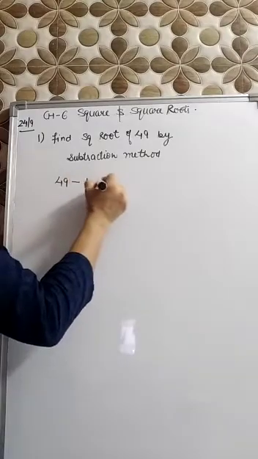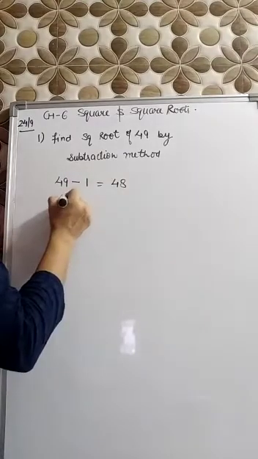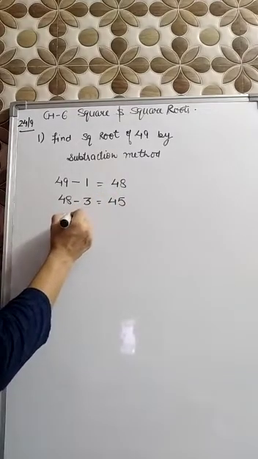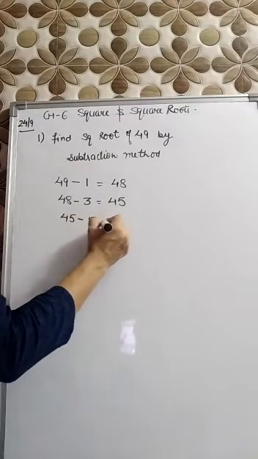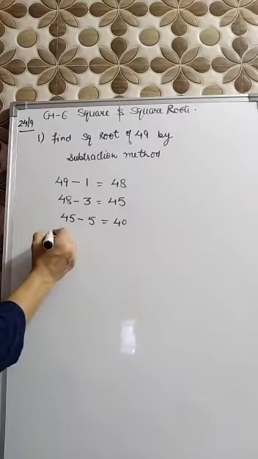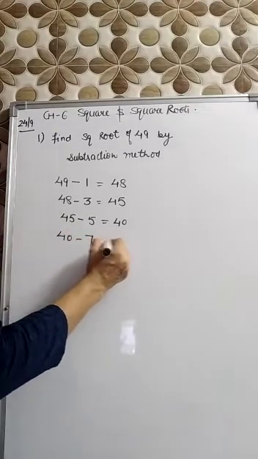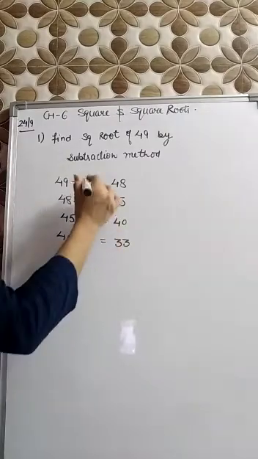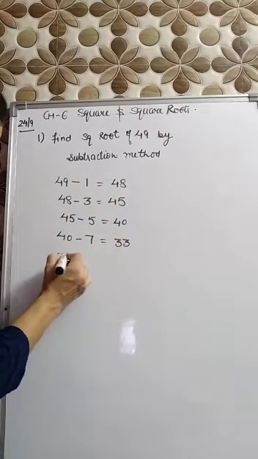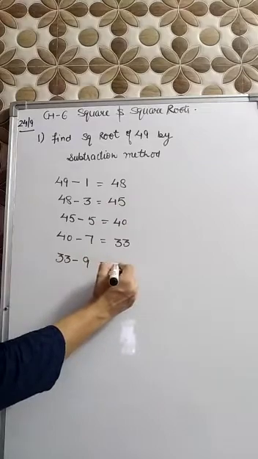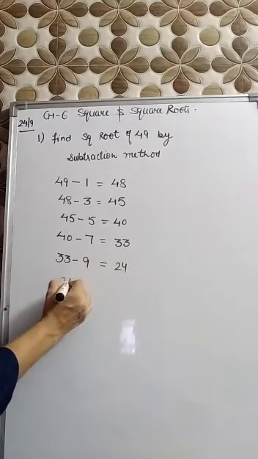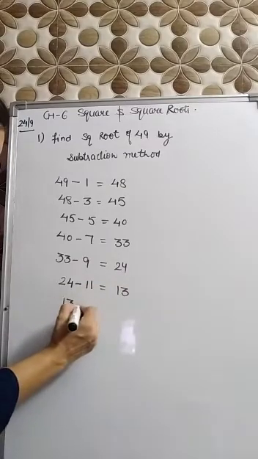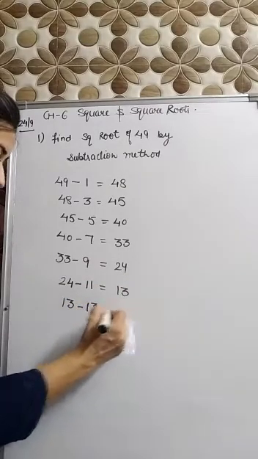First value, subtract 1, you will get 48. 48 minus 3 will give you 45. 45 minus 5 will give you 40. Then 40 minus 7 is 33. 1, 3, 5, 7, all are odd numbers. So next is 33 minus 9, that will give you 24. 24 minus 11 is 13, and 13 minus 13 is 0.